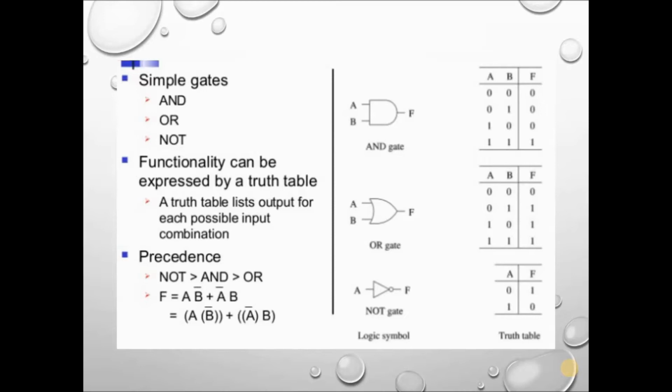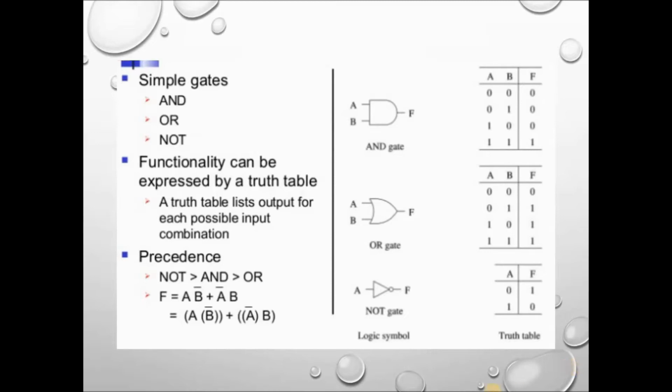So what about the truth table? Some inputs you have to give. Two inputs you are giving and one output result you will get. So how you can show that is a truth table here. A truth table is a list of outputs for each possible input combination. Precedence is there: not, greater than, and, greater than, or. Everything you will understand step by step.